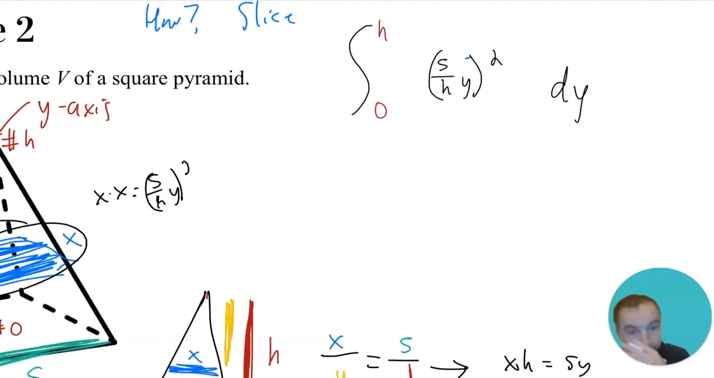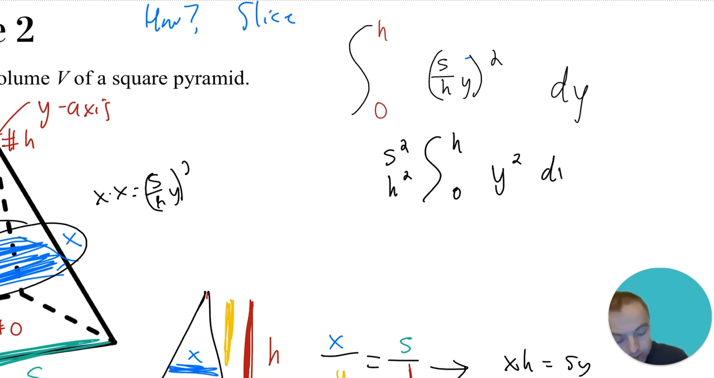So simplifying that integrand right there, you're going to have s squared and h squared that you can pull in front because they're just constants. They're different from the y variable that we're integrating with respect to. And then you're just integrating from 0 to h of y squared dy.